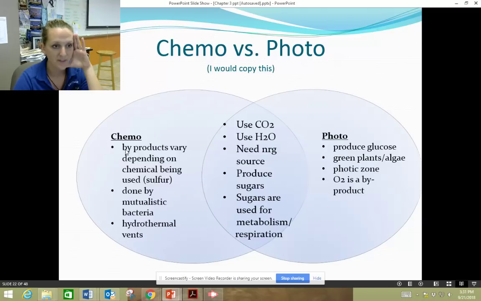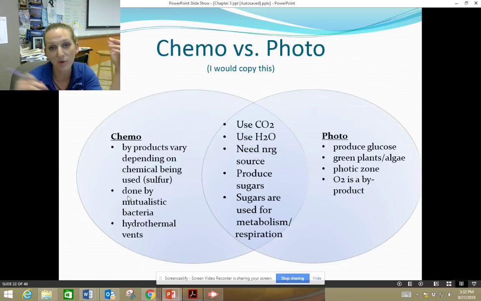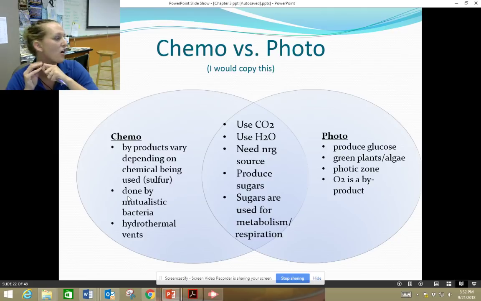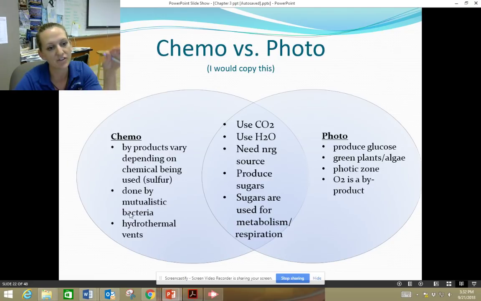Chemosynthesis specifically, the byproducts, or what they're giving off, does depend on what chemicals are being used. For example, if they're using hydrogen sulfide, one of the byproducts is going to be sulfuric acid. This is done by mutualistic bacteria, or bacteria that have a mutualistic relationship with those tube worms, the Riftia tube worms, chemosynthetic bacteria, mutualistic chemosynthetic bacteria. You can't just say bacteria because there are some, like cyanobacteria, that do also photosynthesize. So it has to be chemosynthetic bacteria. Okay, and chemosynthesis occurs at hydrothermal vents.